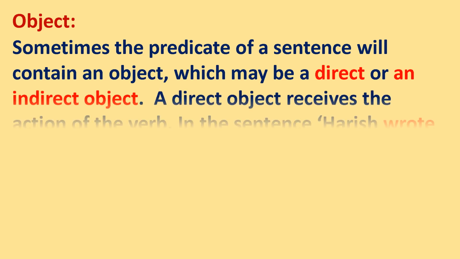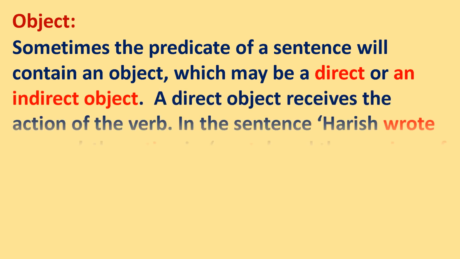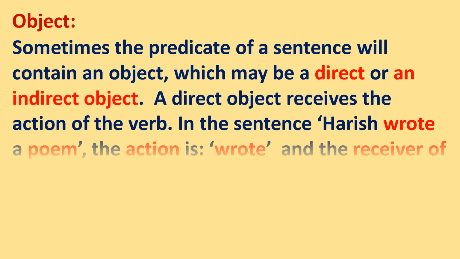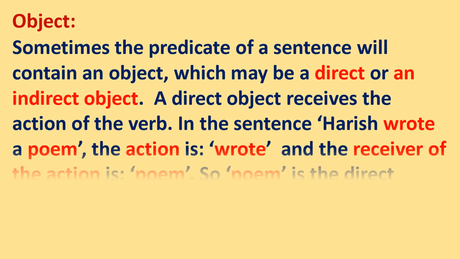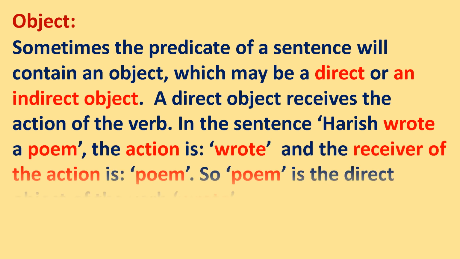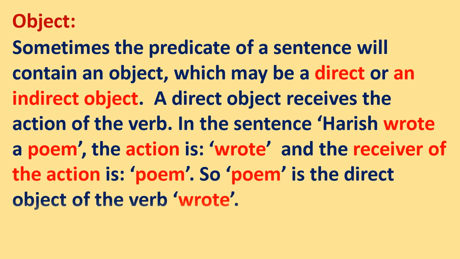A direct object receives the action of the verb. In the sentence, Harish wrote a poem, the action is wrote, and the receiver of the action is poem. So, poem is the direct object of the verb wrote.